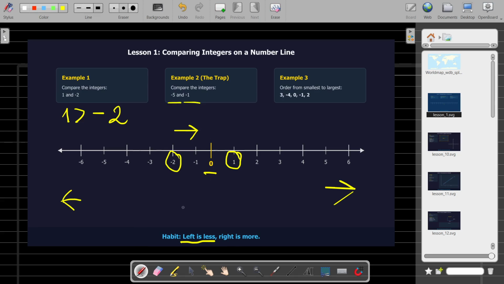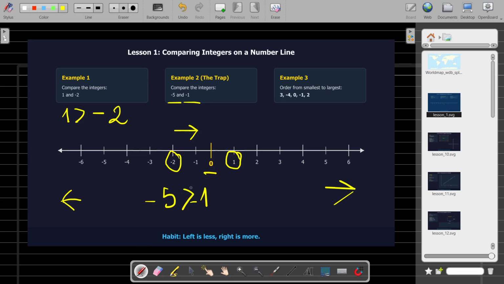A lot of students may say, teacher, 5 is bigger than 1, therefore negative 5 is bigger than negative 1. There are a lot of answers like this, but we use our habit and our number line. It will carry us. We don't need to think about 5 being bigger.